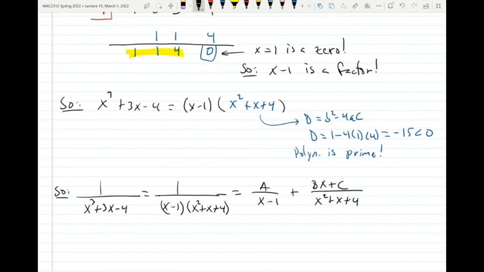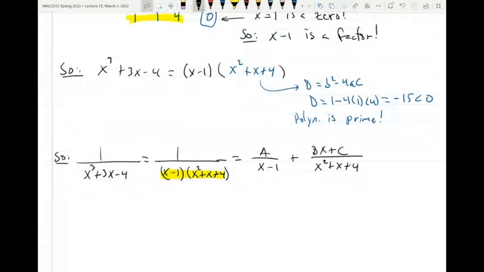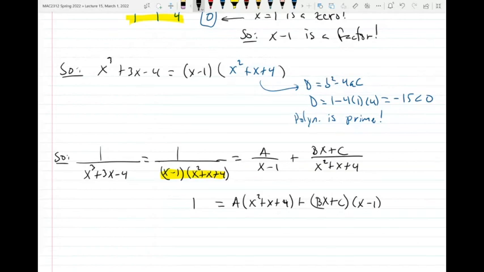Yes? Can I continue? Okay, so now I'm going to clear denominators again. We multiply by the denominator, the expression that is under the 1. So on the left, we're going to get a 1, and on the right, we're going to get A times x squared plus x plus 4, and then Bx plus C times x minus 1.